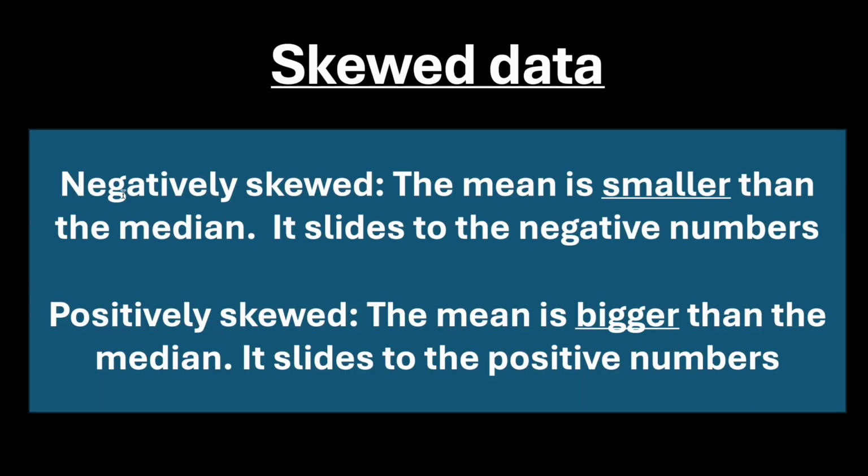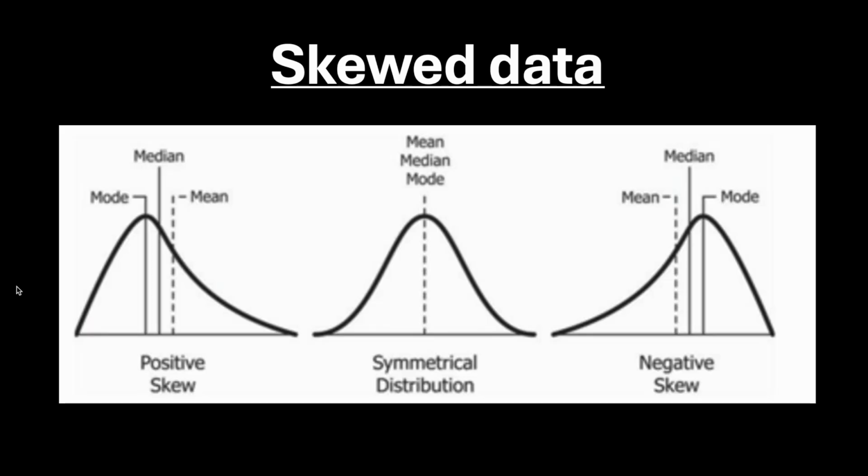So with a negatively skewed data, the mean is smaller than the median and it slides towards the negative numbers. The positive skewed, the mean is bigger than the median and it slides towards the positive numbers. If you think of this as a slide at a playground, you can see the positive slides towards the positive numbers, the negative slides towards the negative numbers.